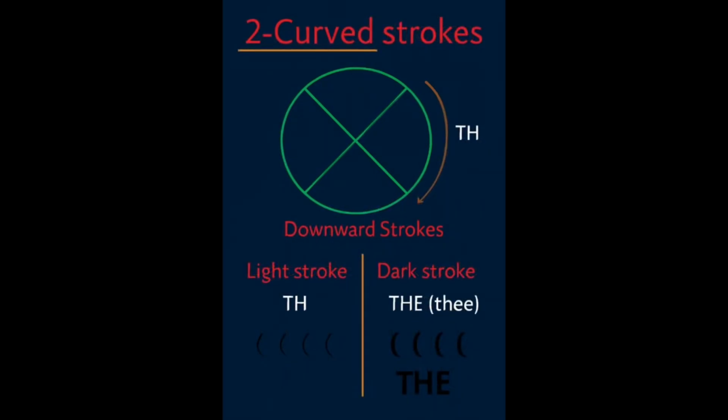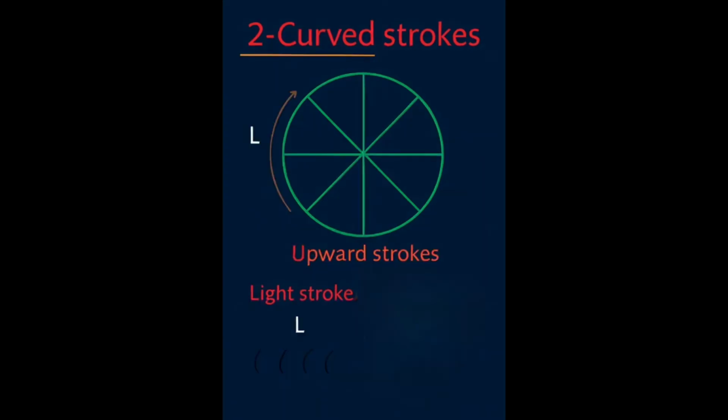TH, as in it, is light, while DH, as in the, is dark. These are drawn on the left hand side of the circle. L is drawn upward from bottom to top, covering 1/4 of a circle. It is always a light stroke.